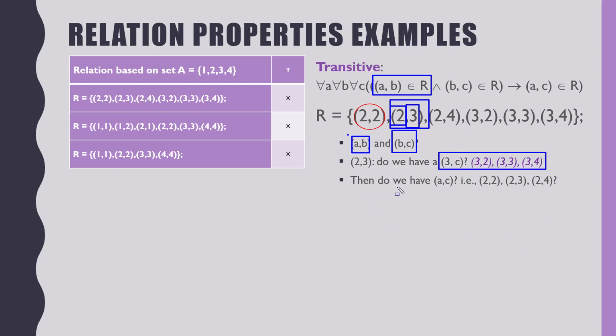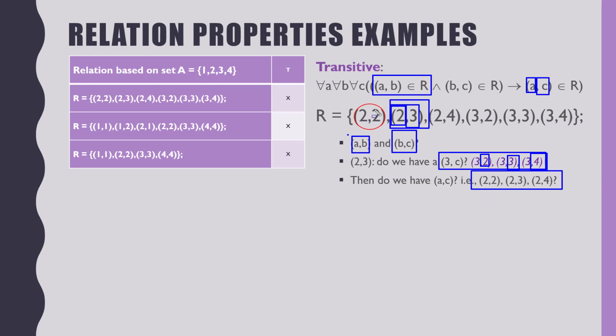Great. So the next question is now, do we have whatever our A was, 2, right? Whatever our A was, comma, whatever our C was. Well, what are our C's? They are 2, 3, 4. Okay, so that means we need a 2, comma 2, a 2, comma 3, and a 2, comma 4. We need these things right here in order for it to be transitive. If any one of those are missing, then it is not transitive.